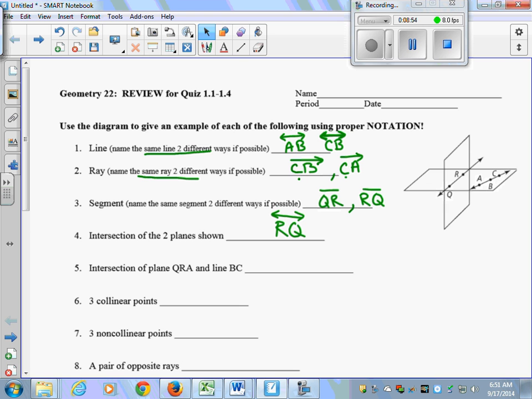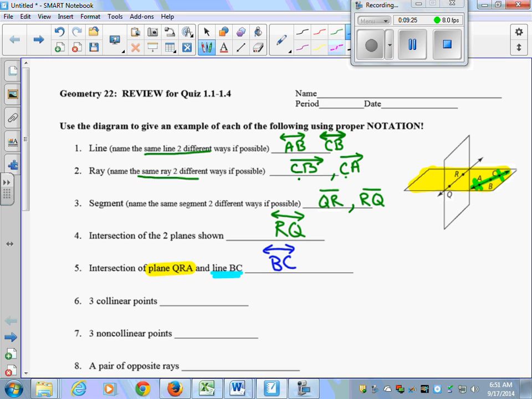Again, think about yellow and blue makes green. If I'm talking about plane QRA, I'm going to highlight the plane that contains Q, R, and A. And then I'm talking about line BC, so I'm going to highlight in blue line BC. What turns green? All of line BC turns green. So the intersection is the whole line.